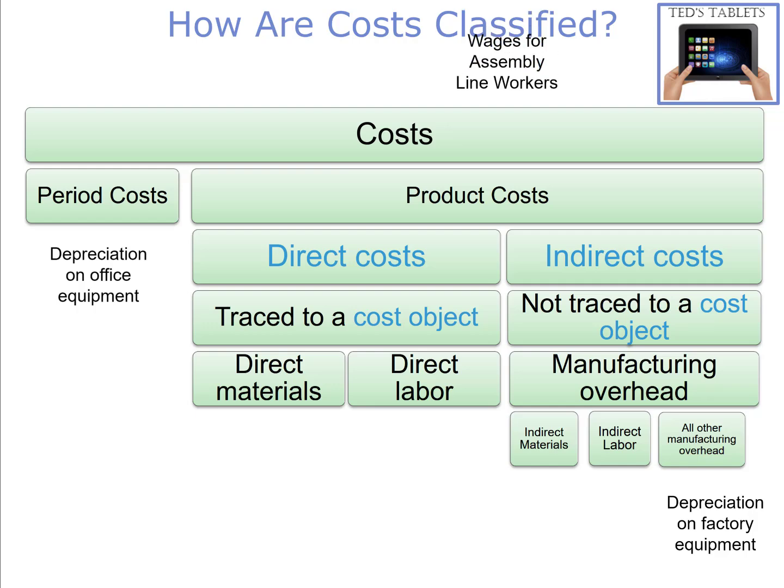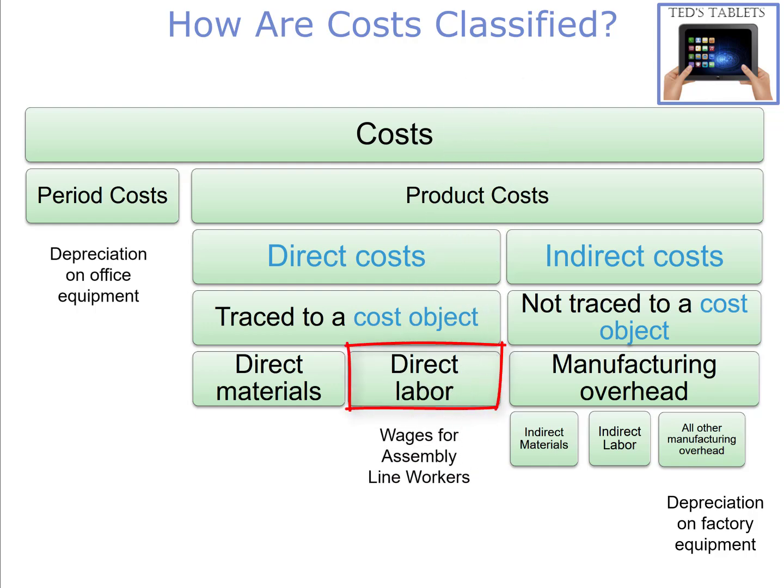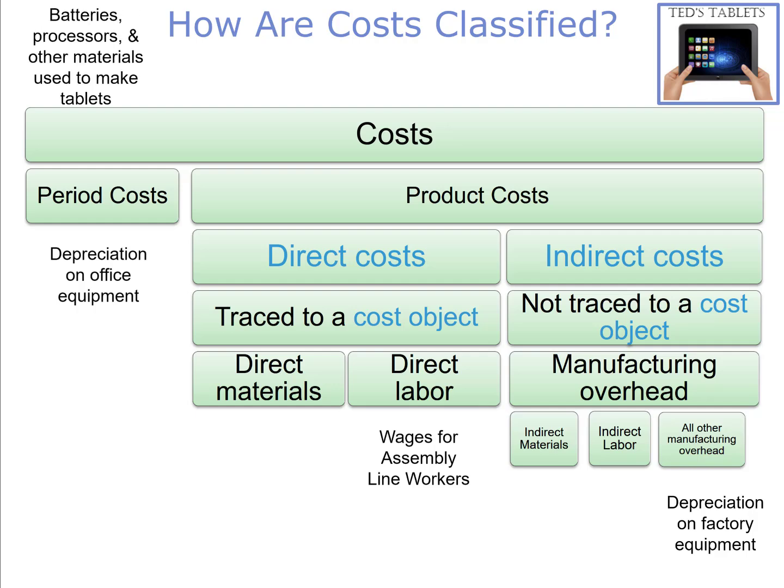Now, how about wages for the assembly line workers? Because these workers actually convert raw materials into the finished goods, these costs are obviously a product cost and would be further classified as direct labor. Their timesheets would show which batches of tablets they worked on, so the cost of their wages can be easily traced to certain tablets.